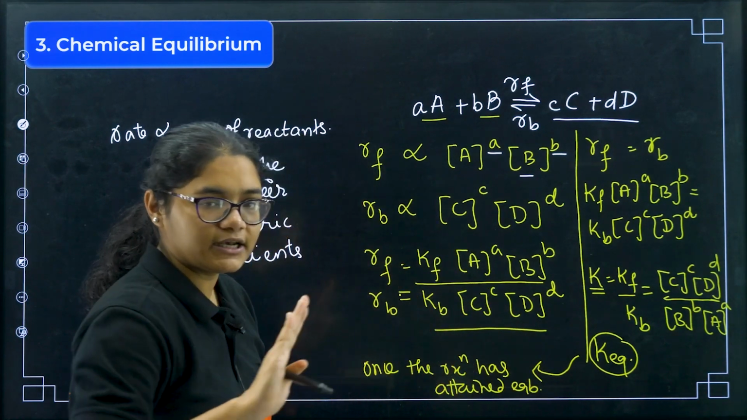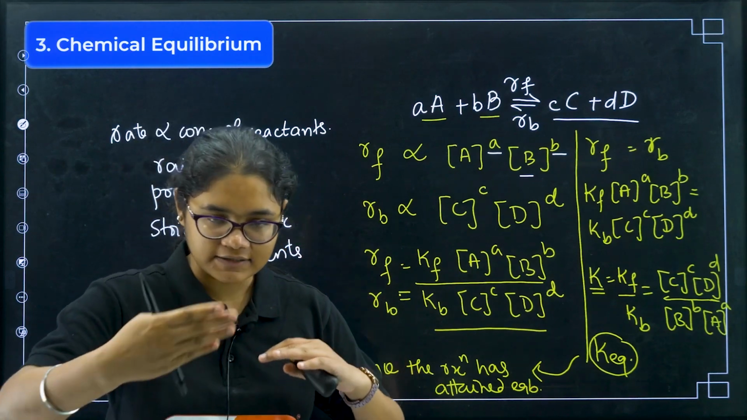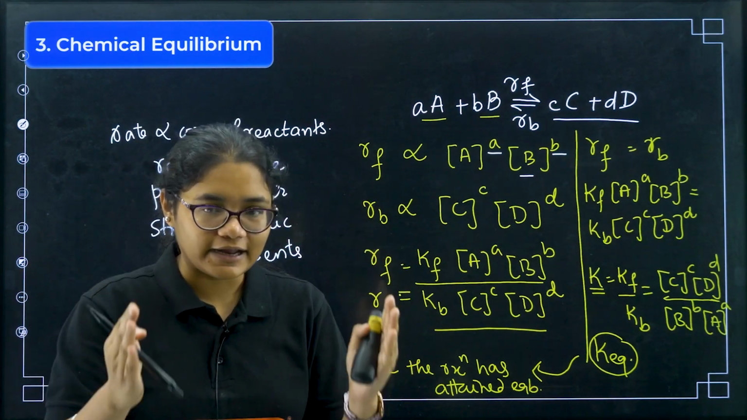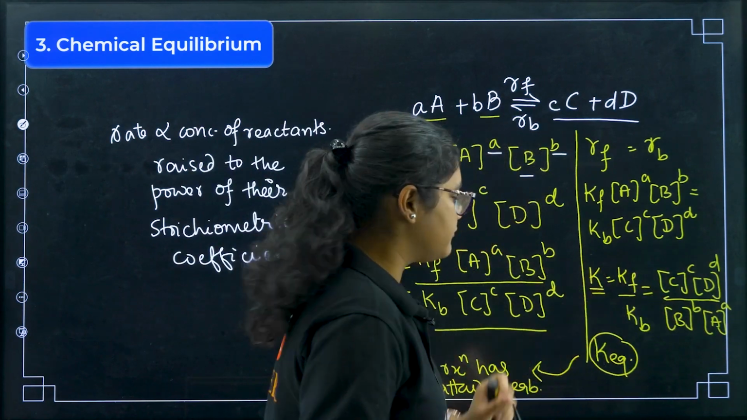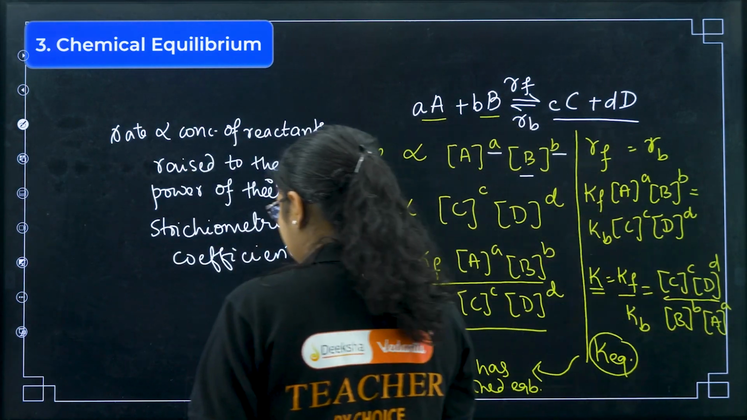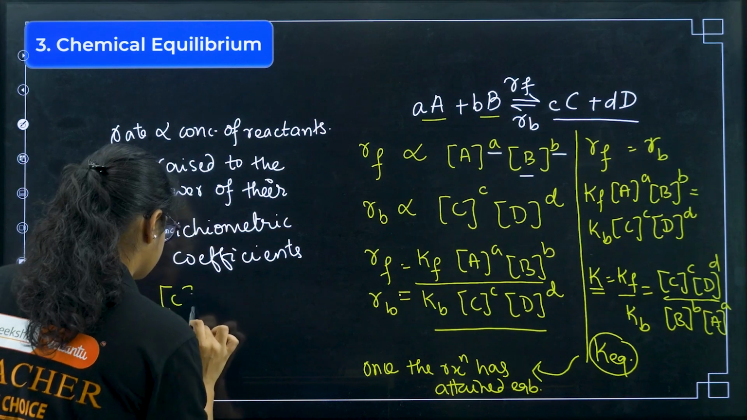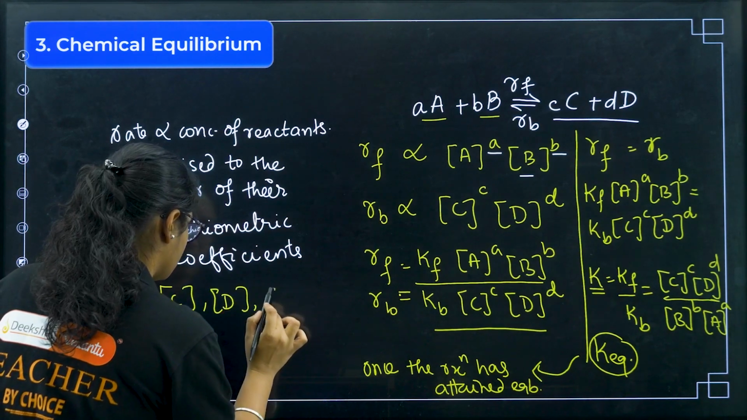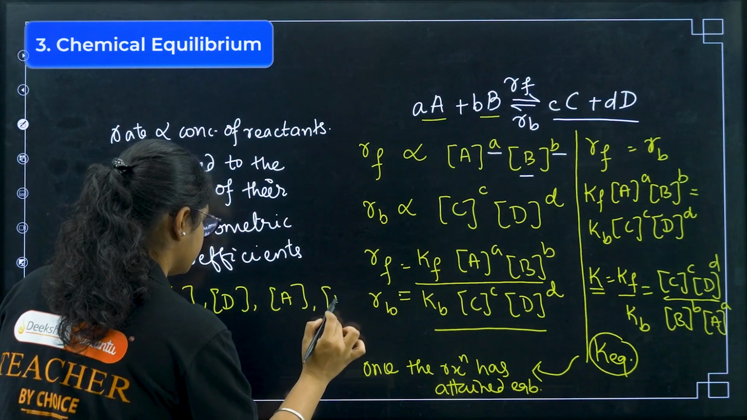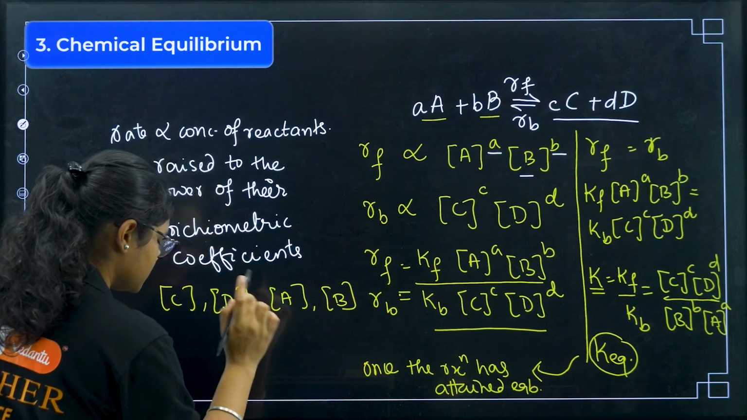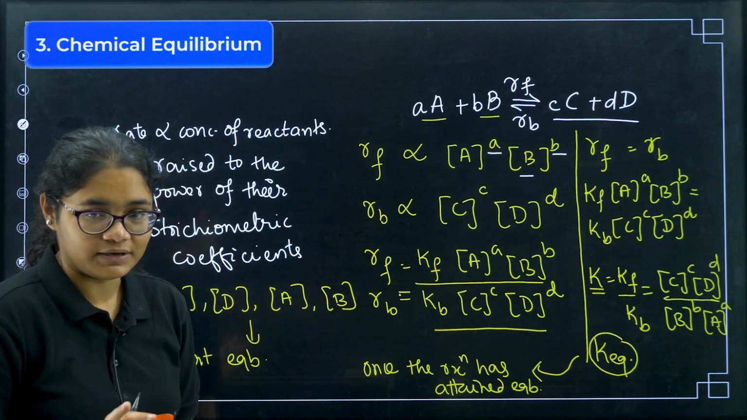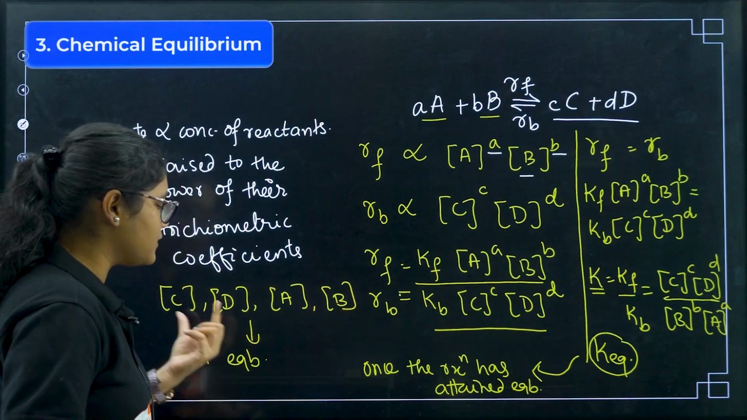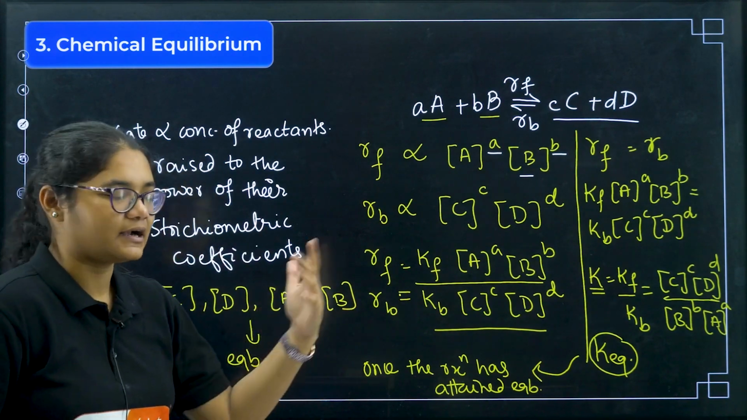Okay. So initially you cannot calculate. Once the reaction has proceeded and it has attained equilibrium, after that you can calculate the equilibrium constant. And which concentrations are you taking? The concentration of C, concentration of D, concentration of A and concentration of B. These all are the concentrations at equilibrium. When the reaction has already reached equilibrium, at that time whatever the concentrations of A, B, C, D are, that is what is used.